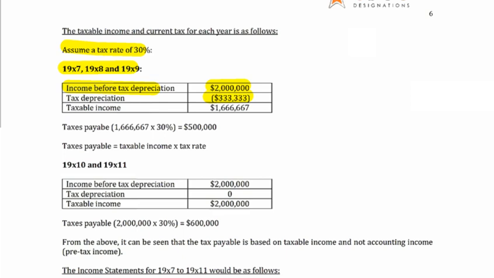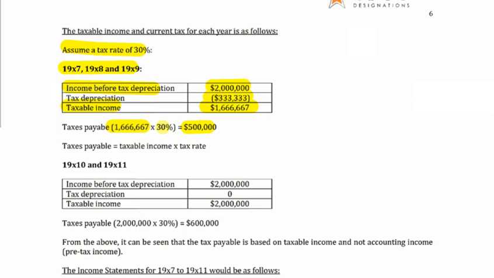Look at the words carefully. Taxable income. My taxes will be based upon what? 1,666,667. How much tax do I physically pay then? 1,666,667 times 30%, the tax rate. I pay taxes of $500,000. Okay, those are the first 3 years.